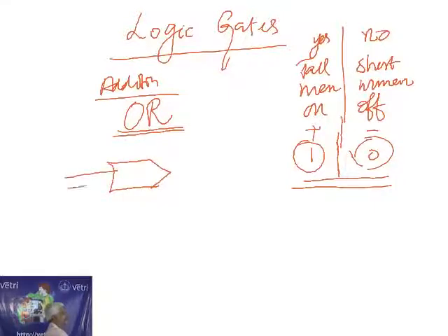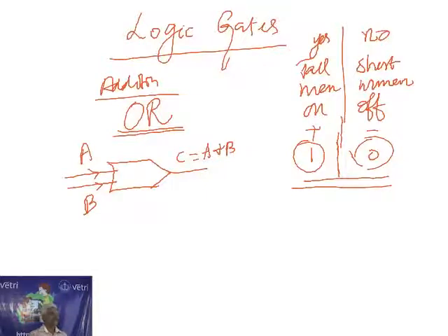This type of gate always has two inputs, A and B. And it has only one output, C, as A plus B. So this is called the OR gate. So any gate circuit, OR gate, AND gate, etc., will have two inputs and one output. This OR gate is used for addition.